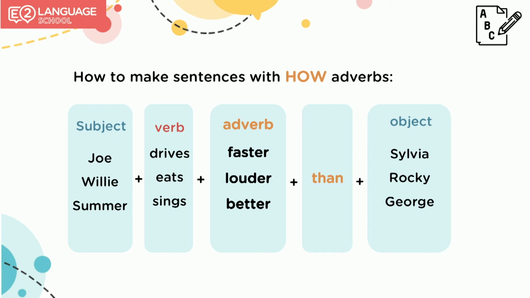It's comparing the way two people drive. Willie eats louder than Rocky the dog. It's comparing the way that they eat. Summer sings better than George. It's comparing the way that they sing. And how we've done that is adding an ER adverb and then the word than.